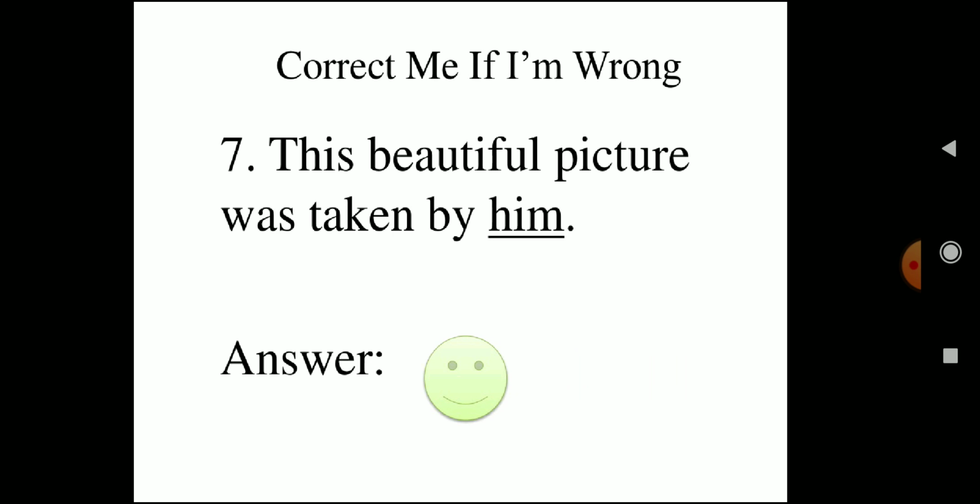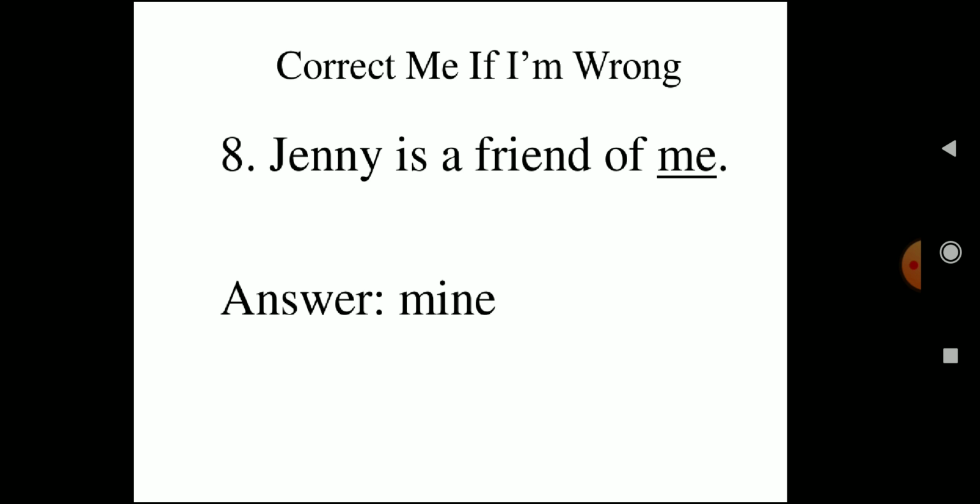Seventh one. This beautiful picture was taken by him. Correct. This is correct.